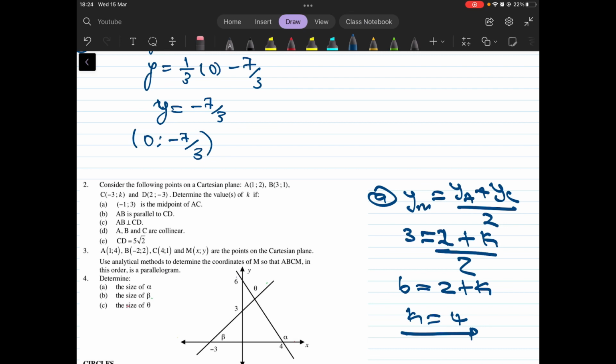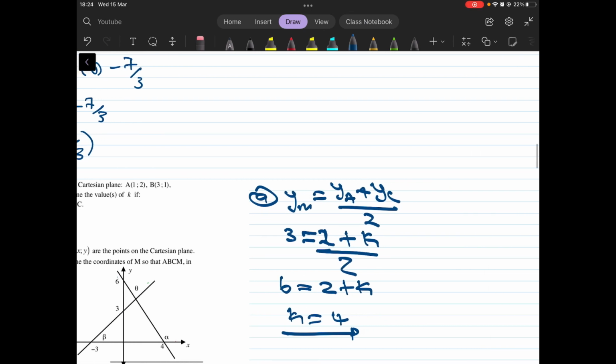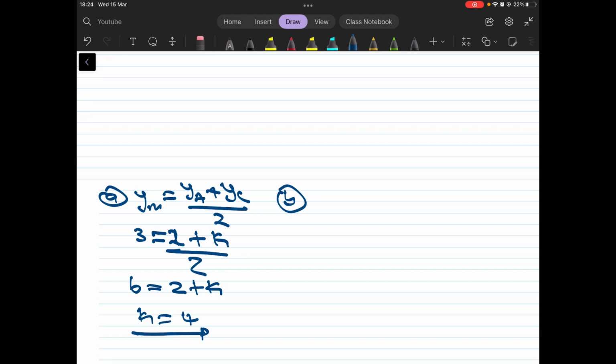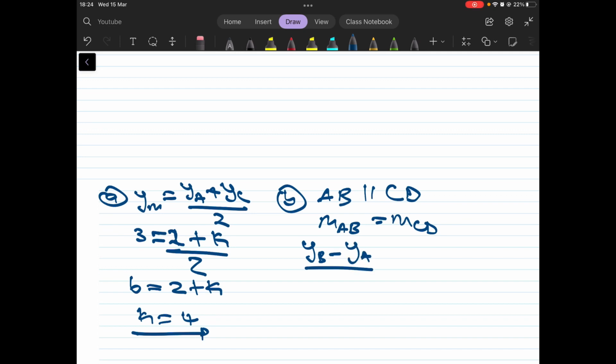That is it. Now suppose with B, AB is parallel to CD. Just pause a bit and try to copy the points, because I'm going to move the screen and you won't be able to see the question. With B, if AB is parallel to CD, the gradient of AB is equal to the gradient of CD. If they are equal, we can calculate the gradient of AB as YB minus YA divided by XB minus XA, equals YC minus YD all divided by XC minus XD.